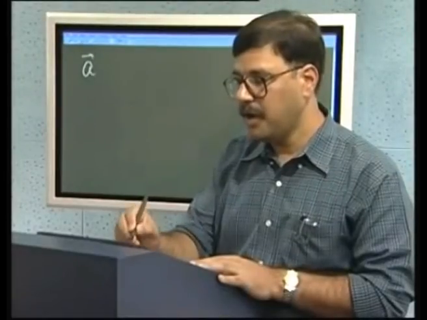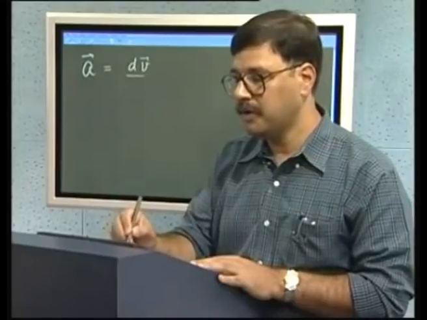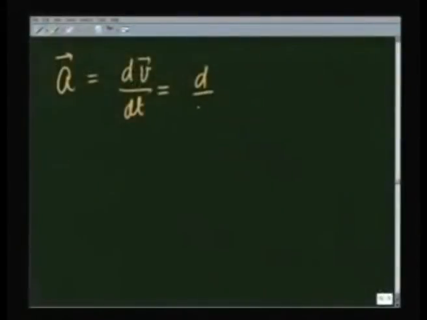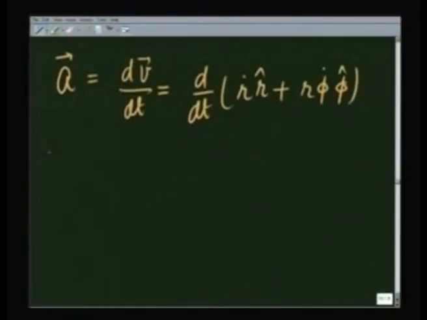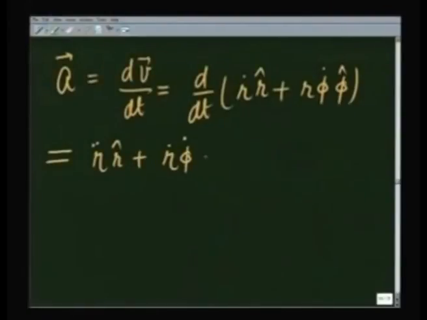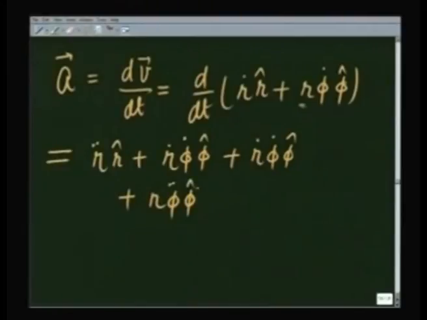Let me write it again. A was equal to dv/dt, which is equal to d/dt of r dot r plus r phi dot phi, which is equal to r double dot r plus r dot dr/dt, which is nothing but phi dot in the phi direction, plus r dot from here phi dot in the phi direction, plus r phi double dot in the phi direction, plus r phi dot d phi/dt, which I have just calculated.